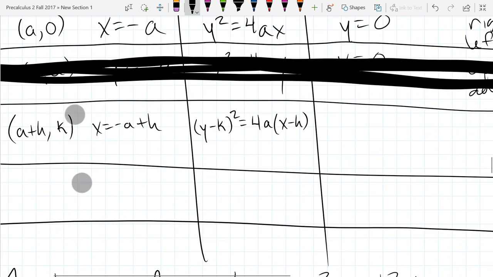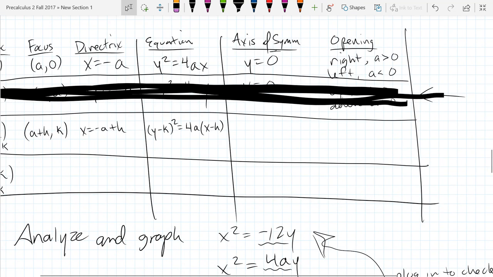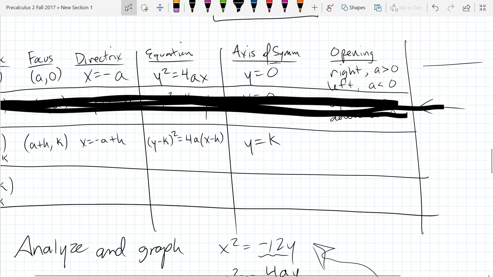And we're going to keep going across the row. Axis of symmetry. So it used to be y equals 0. That was a horizontal line, y equals 0. Now I want to shift it up k. So that's y equals k. And then this is either going to open right or left, depending on if a is positive or negative. So it's going to open right if a is greater than 0, left if a is less than 0.